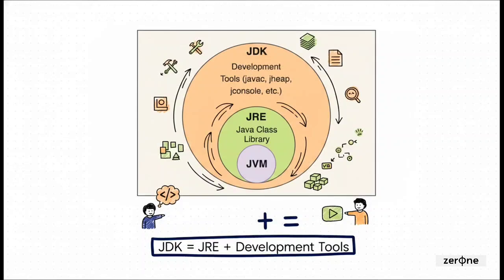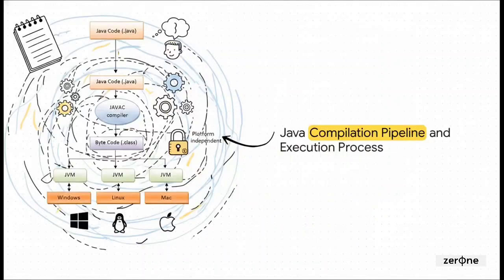But if you're a developer actually writing code, you absolutely need that outer layer, the JDK, because it includes your compilers and debuggers. Now, let's trace the actual journey of your code.